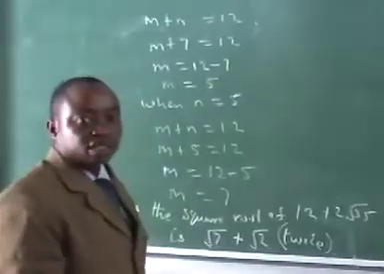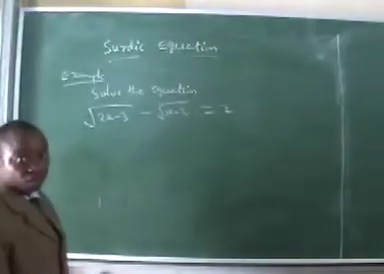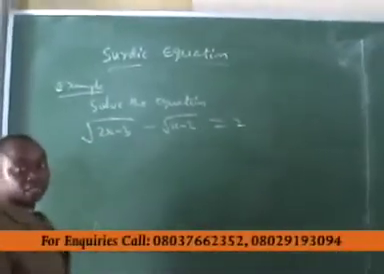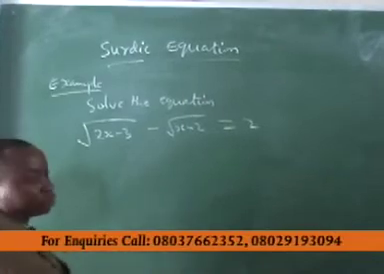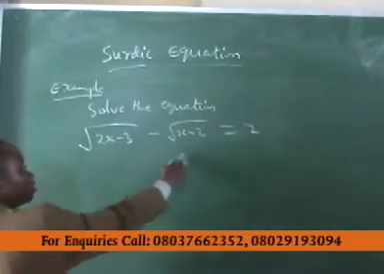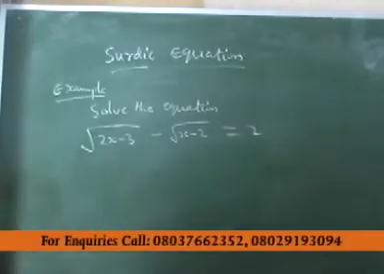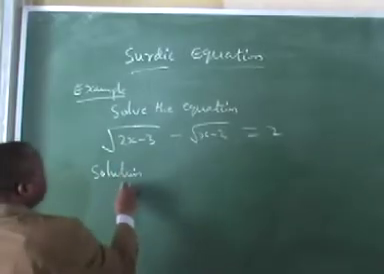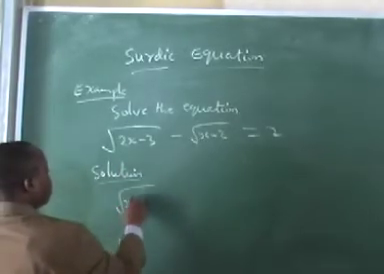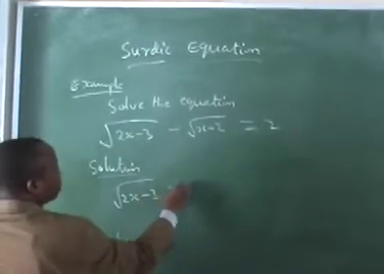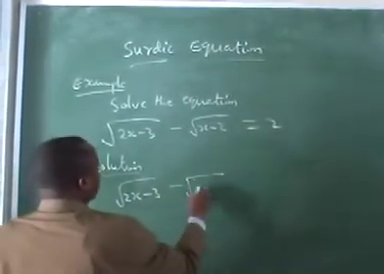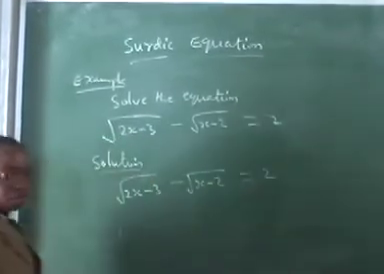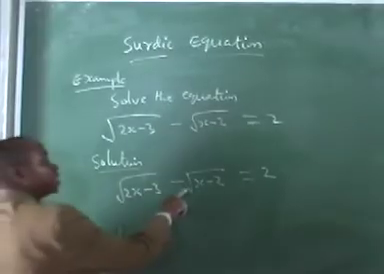Now we'll look at the next subtopic, surdic equation. Sometimes we can be asked to solve an equation in this form, and the equation contains surds. So it's very simple to solve. And the solution, we have 2x minus 3 minus root x minus 2 is equal to 2. And the first thing I'm going to do, I will take this one to the other side.